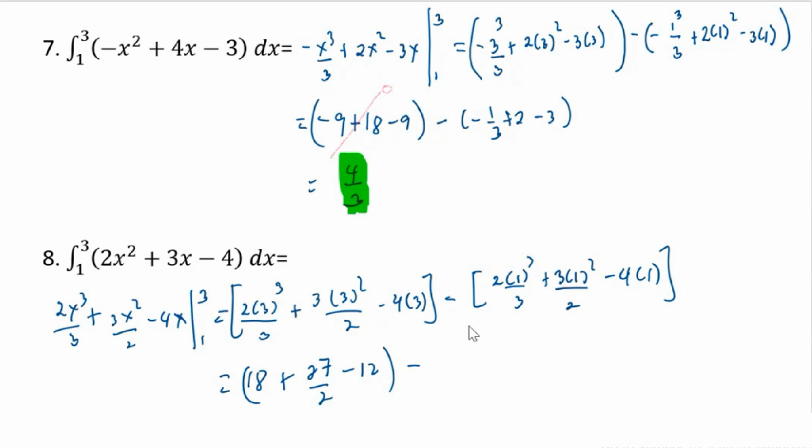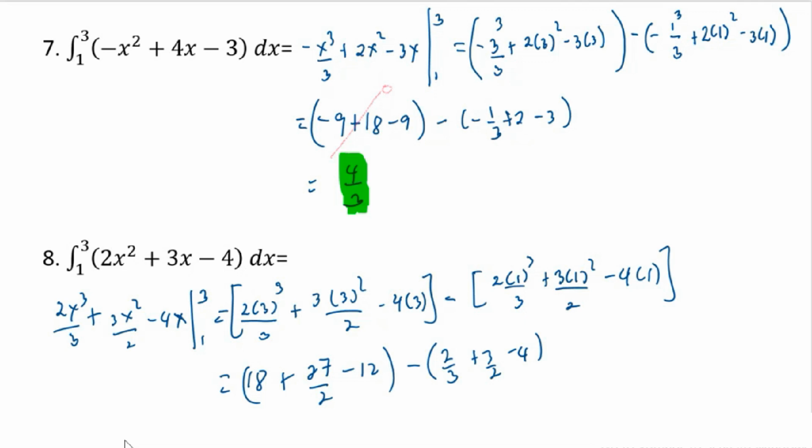So on the value of f of a, we have 1 cubed is 1 times 2, we have now 2 thirds. So we have to use open parentheses. So the second term we have plus 3 over 2 minus 4. So we're going to simplify that one.